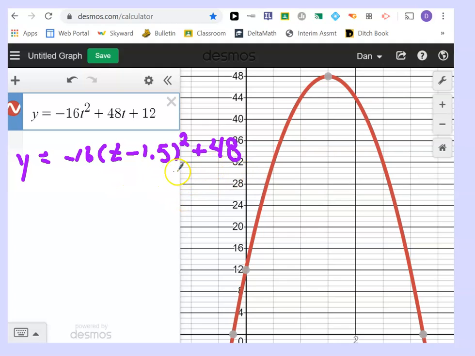So you can read how long it took to reach its maximum right here, and what that maximum is right here, right off the equation. You don't need to try to graph the thing to see. So we'll be learning about how this works here.